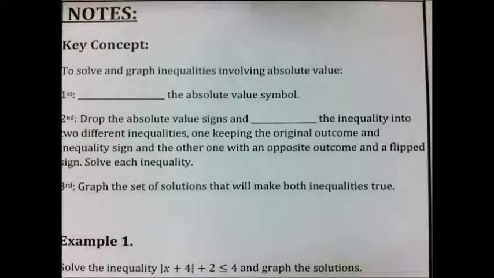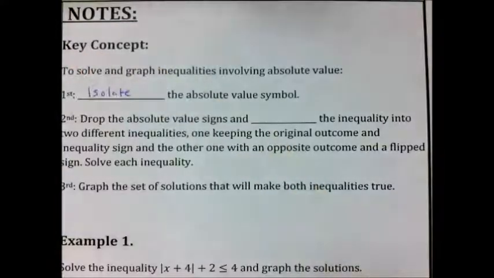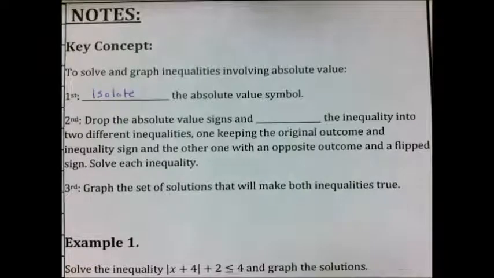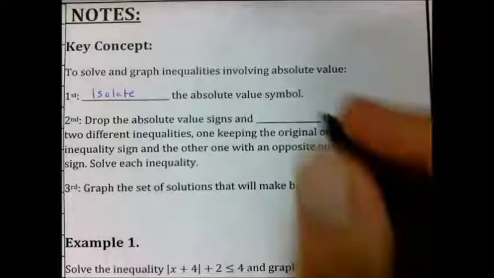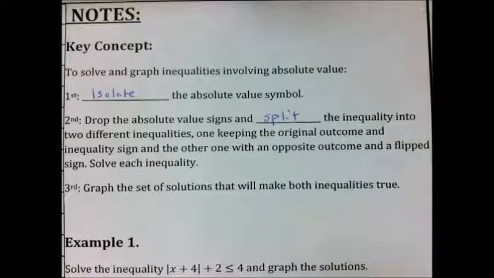So the key concept here, in order to solve and graph inequalities involving the absolute value, the very first thing you want to do every time is isolate the absolute value symbol. That's what we have to do the very first second every single time, okay? After we do that, the second thing you need to do is drop the absolute value signs and split the inequality into two different inequalities, okay? This is really important, so listen up to this part especially, okay?